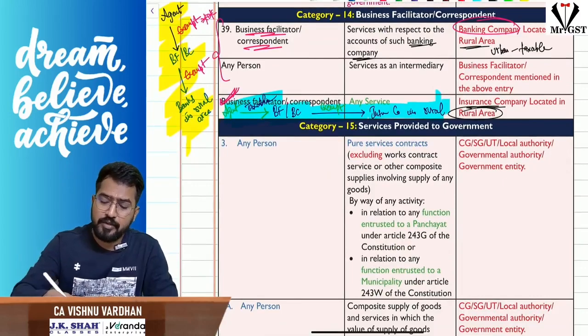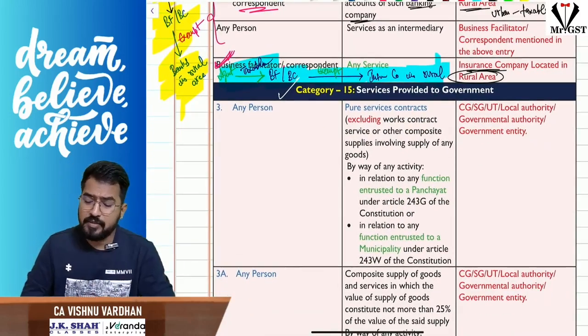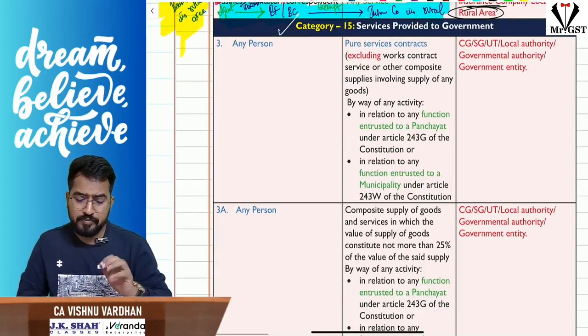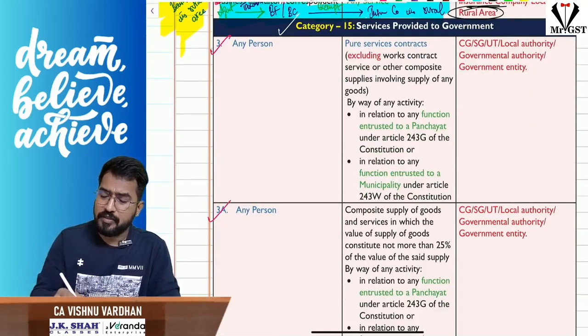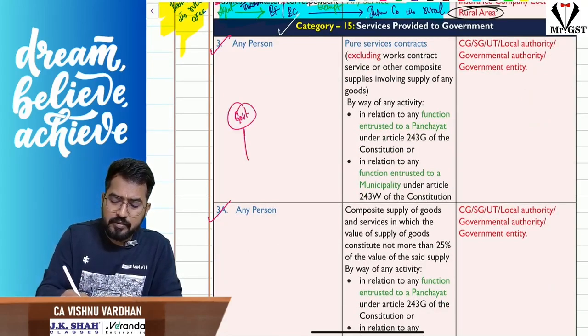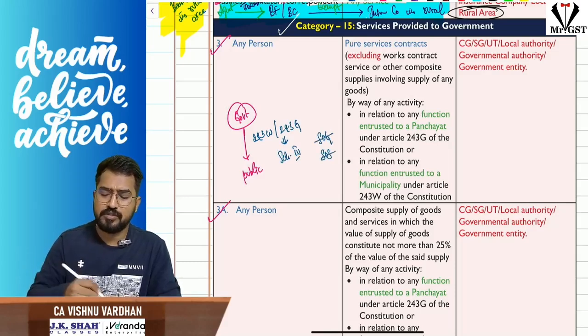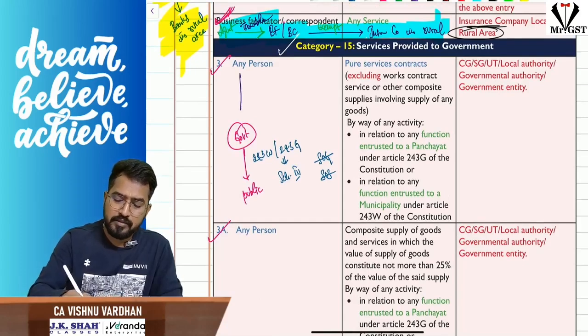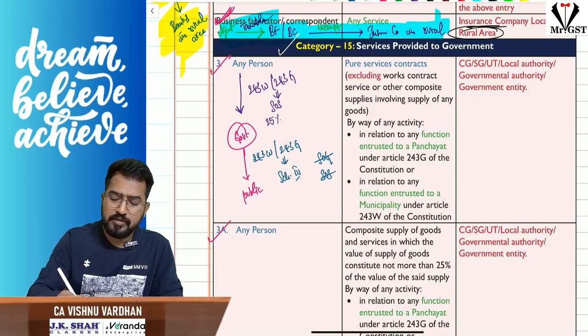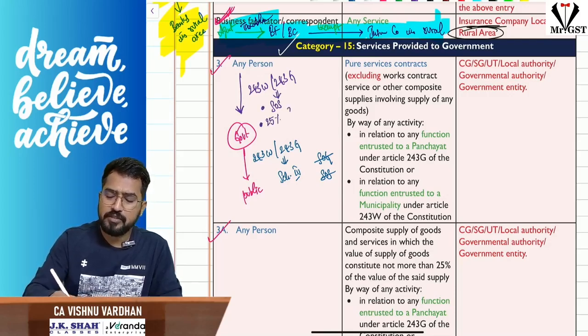Next, services provided to government. If you see services provided to government, again any person providing services, please remember these entries also. See, we have seen already, sir, government to public, what services? 243W or 243G. It is Schedule 3, neither supply of goods nor supply of services. But any person providing services to government, 243W or 243G, full supply of service or 25% supply of goods and balance supply of service. All these things are what?